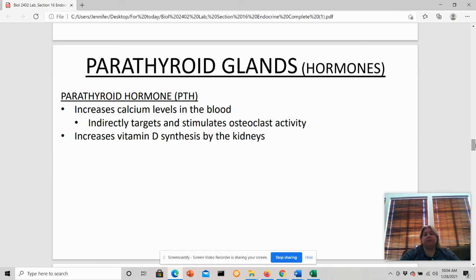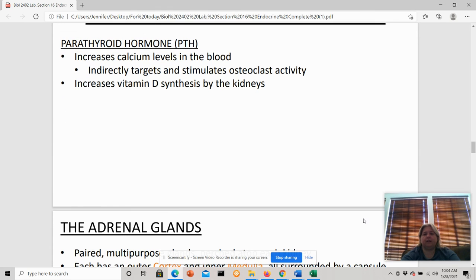It also increases vitamin D synthesis by the kidneys. I think this is the last slide. Yes, last slide. So that's all I have for the thyroid and parathyroid glands.